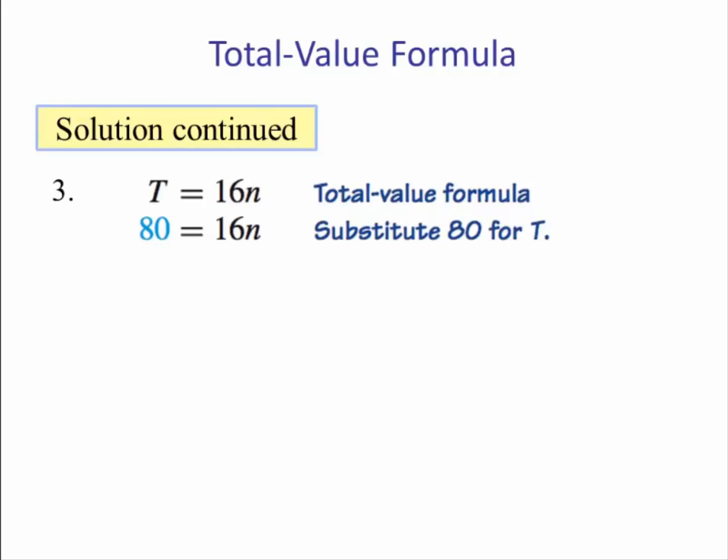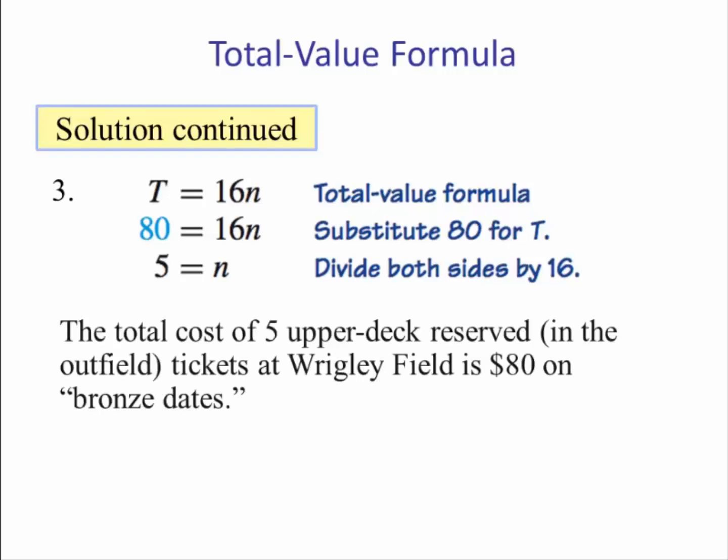We substitute 80N for T, and we solve for N. So we divide both sides by 16, and N is equal to 5. Now what does this mean in this situation? So the total cost of 5 upper deck reserved tickets at Wrigley Field is $80 on the bronze dates.